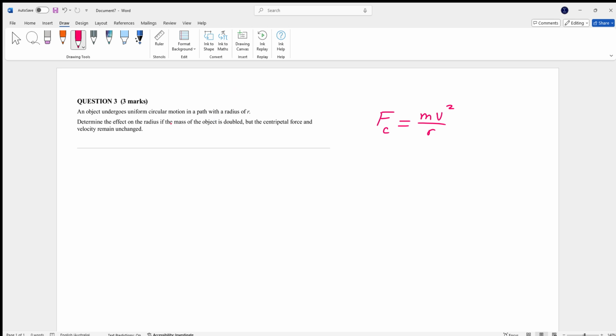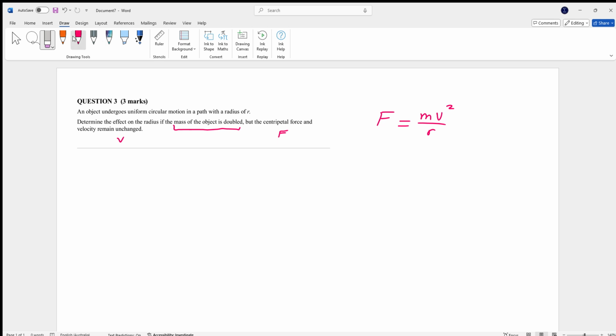Now in this situation we've got to look at what's changed and what remains the same. So here they say the mass of the object doubles, but the centripetal force and the velocity remain unchanged. So the force doesn't change, the velocity doesn't change either. However, the mass doubles and we want to work out how that affects the radius. So this produces an amount of force. Let's just call it like that.